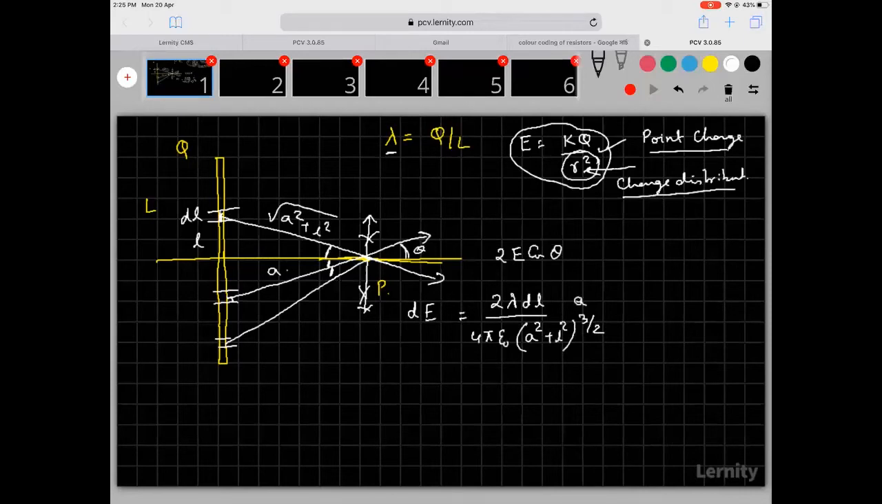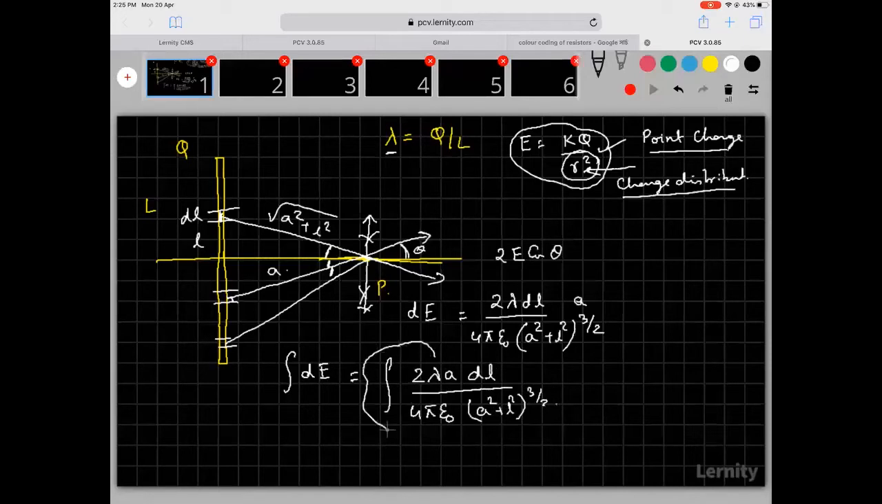Now the total electric field will become the integral of dE. Total is nothing but the sum, which is nothing but the integral. So that will become integral 2 times lambda A dl divided by 4 pi epsilon naught A squared plus L squared power 3 by 2. Now you see, unless we know how to integrate this, there is no way we'll be able to move ahead. Now this is the context where you have to learn how to integrate certain standard functions. So I'll teach you how to do this and then we will move on.